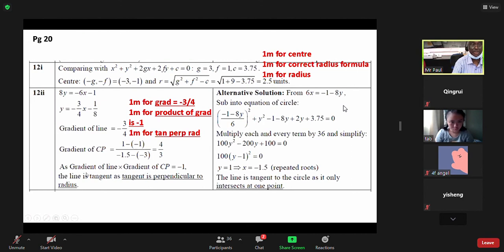the gradient of CP. Presentation is important now, okay? The product is -1. You know, right? If the product of the two gradients is -1, or last year you learned it as m1 m2 is -1, then you have to explain the line is a tangent, as a tangent is perpendicular. Anything like this, as long as I understand you, I'll give you the marks, okay? So this one just proves that the product of the gradients is -1. Any other method, if it's correct, I would have marked you correct.